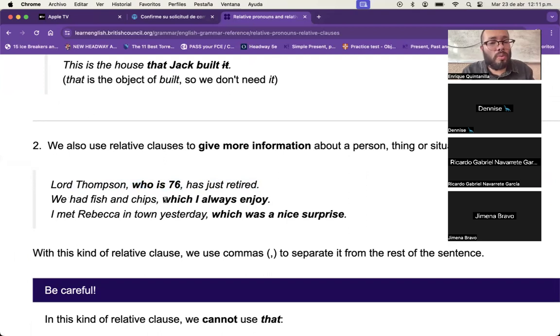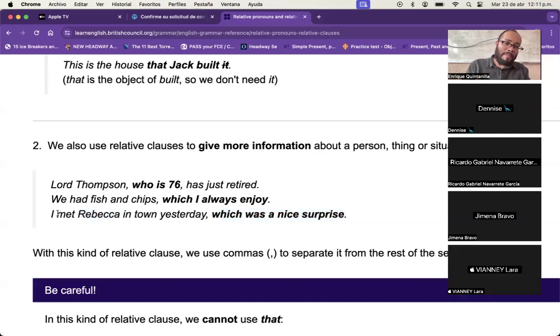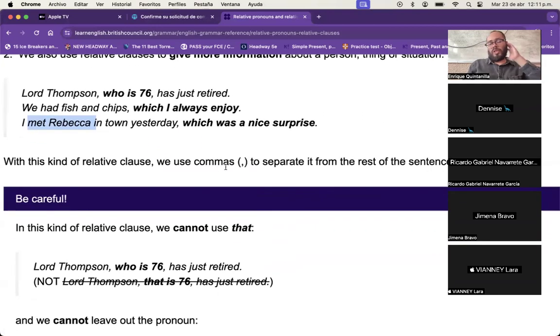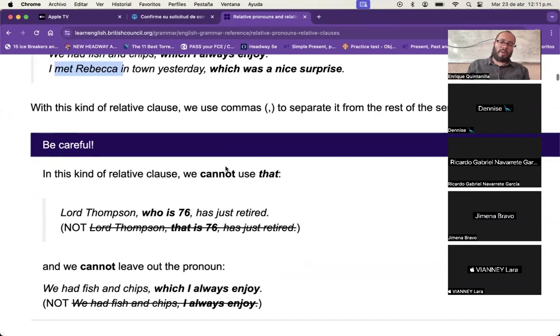We had fish and chips, which I always enjoy. I met Rebecca in town yesterday, which was a nice surprise. Here it is not who, because we are not talking about the subject like Rebecca. It is about the fact that I met this girl, which was a nice surprise. And these are used with commas, and sometimes we can separate that.